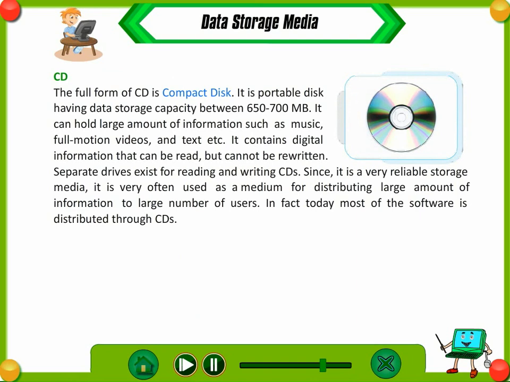CD. The full form of CD is compact disc. It is a portable disk having data storage capacity between 650 to 700 MB. It can hold a large amount of information such as music, full motion videos and text, etc. It contains digital information that can be read but cannot be rewritten. Separate drives exist for reading and writing CDs.